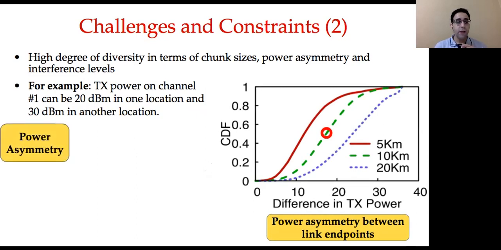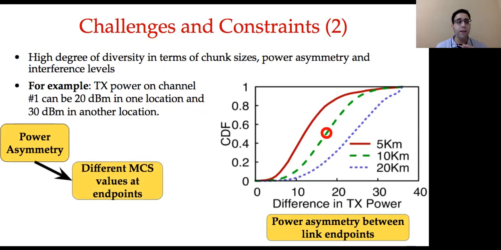That power asymmetry leads to different levels of received signal strength at both endpoints, which accordingly means that the MCS values used for uplink traffic would be different than the MCS values used for downlink traffic. In other words, the effective link capacity is different in uplink and downlink directions.